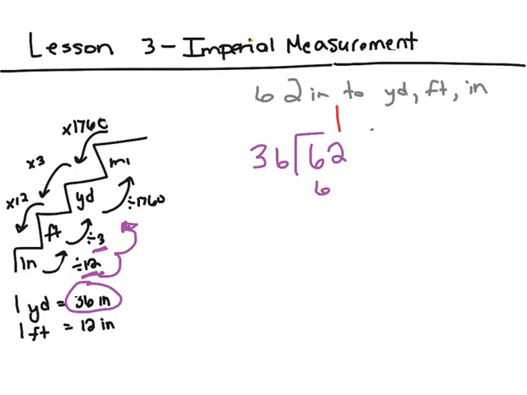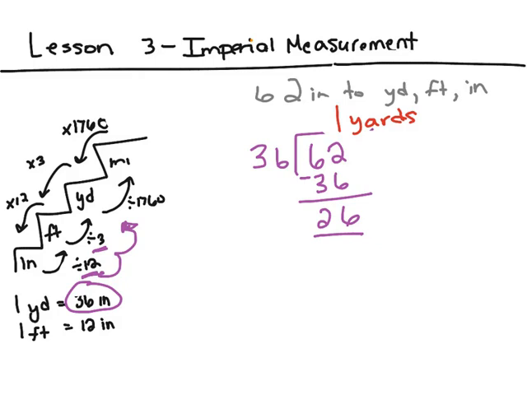1 times 36 is 36. Subtract the 2 numbers, find the difference. We should be left with 26. So this 26 is our remainder. And this 1 is how many yards we can fit into 62. So we got a little bit left over.